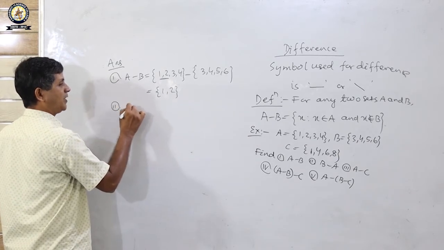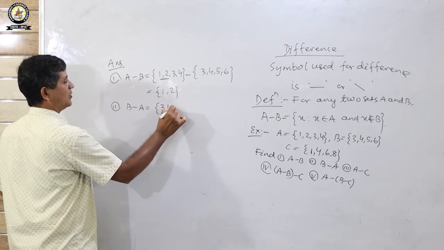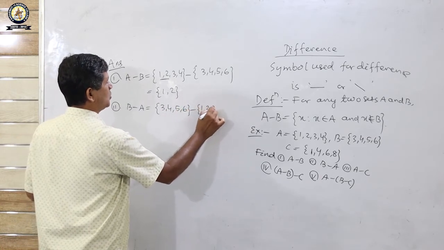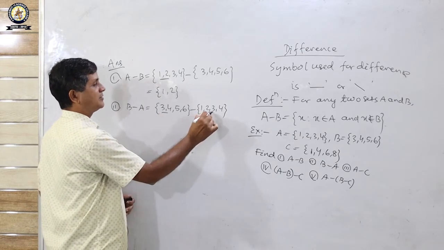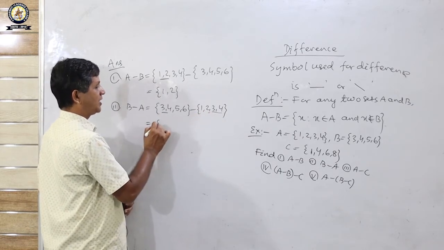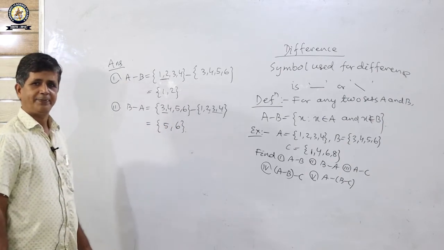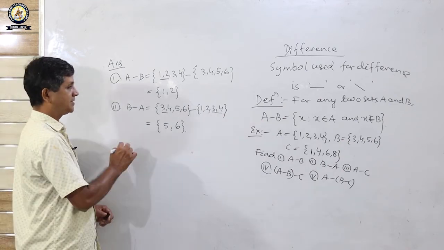Similarly, come to B difference A. B set is 3, 4, 5, 6, difference 1, 2, 3, 4. These elements 3 and 4 are common. Take them out, and the remaining elements are 5 and 6. So B difference A is only two elements, 5 and 6.